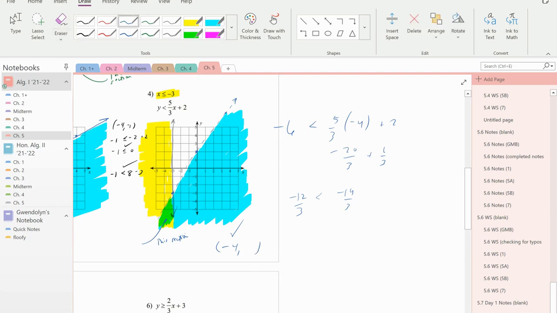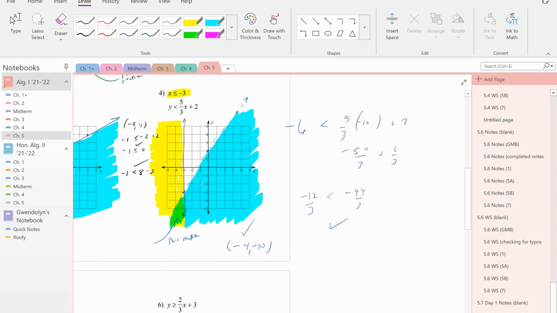How about we try negative 10? That would definitely be under there because we go straight down. Let's try that. So there's negative 50/3 plus 6 is negative 44. That's definitely true. Okay. Yeah, it didn't have enough slope. It wasn't steep enough for the negative 6 one to be in there.